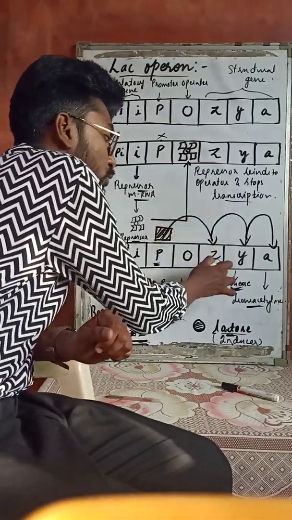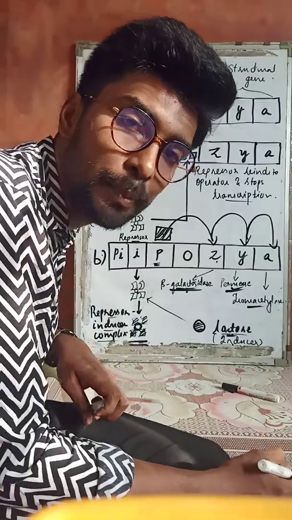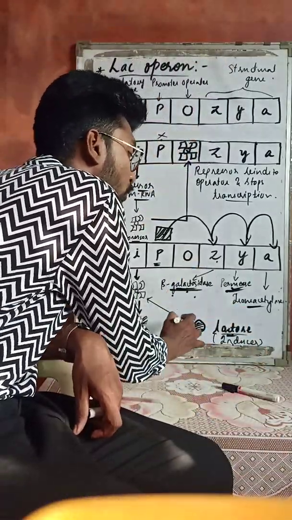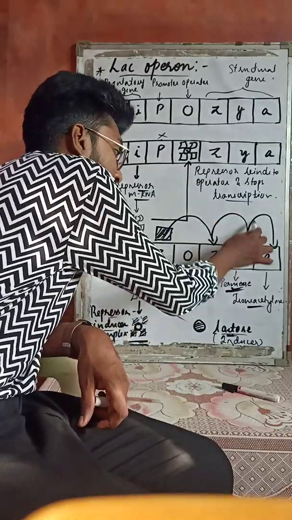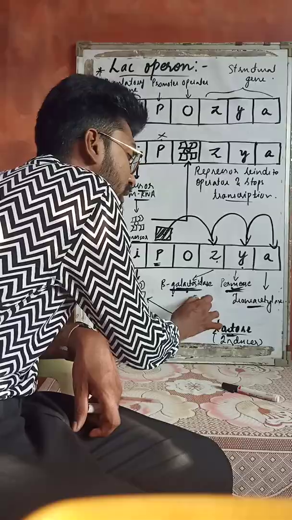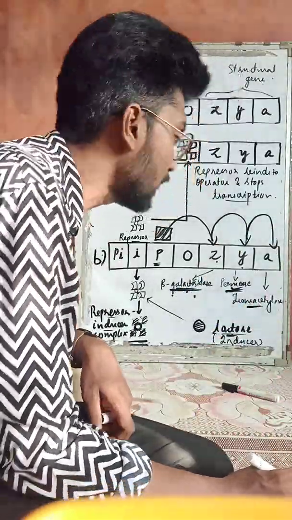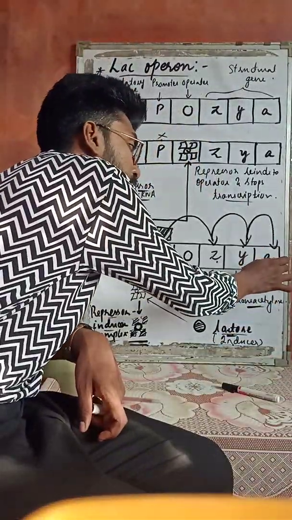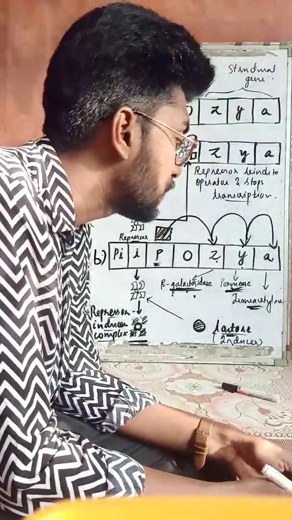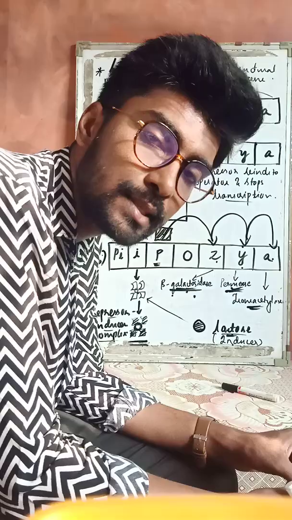RNA polymerase will jump to the Z gene. The Z gene will produce the beta galactosidase enzyme, which will break the bond between glucose and galactose to form lactose. From the Z gene, it will move to the Y gene. The Y gene will produce the permease enzyme. Permease will carry the lactose to the cell, so it is called the lactose carrier. From the Y gene, again it will jump to the A gene. The A gene will produce the enzyme trans-acetylase, and trans-acetylase will transfer the acetyl group.